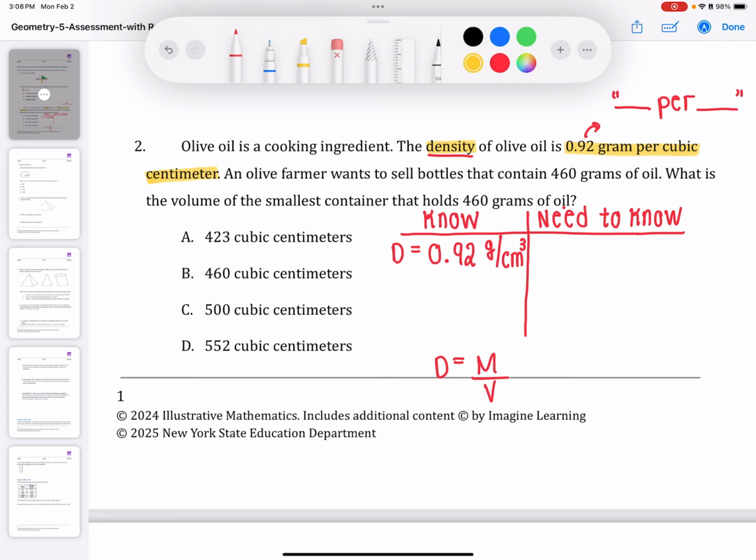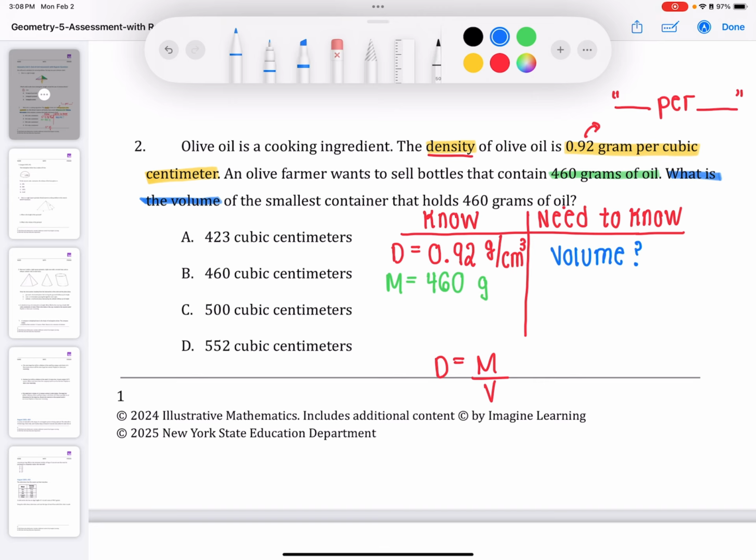Then we also know that we have 460 grams of oil. And grams is weight, so that's going to be our mass. So mass is equal to 460 grams. And we need to know, highlight that in blue, the volume. What is the volume? So in our need to know column, I'm going to write volume and put a question mark next to it because we need to find volume.